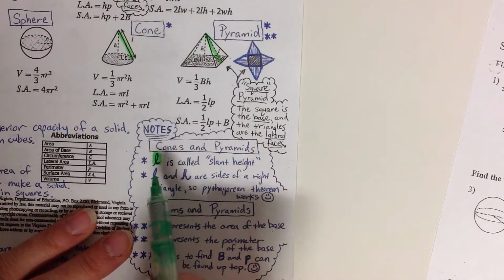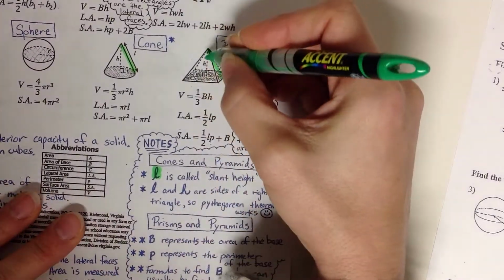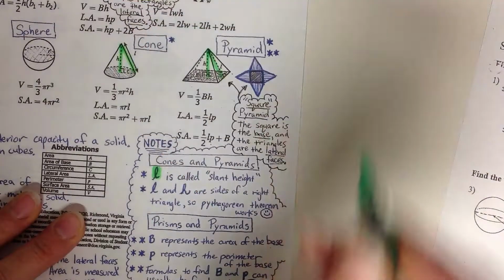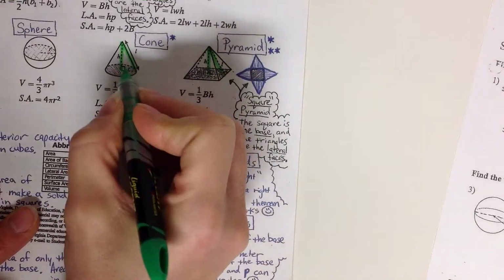Also in your cone and pyramids, the L and the H. Okay, so L is your slant height. Your H is your regular height. And in a pyramid, just like a cone, that height, the regular height, which is perpendicular to the base, will land right smack in the middle.